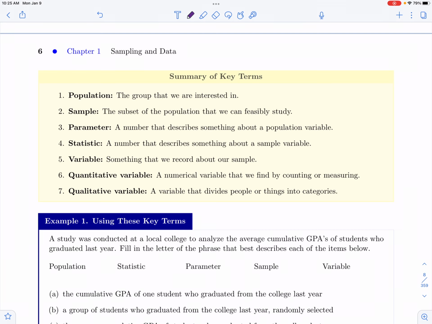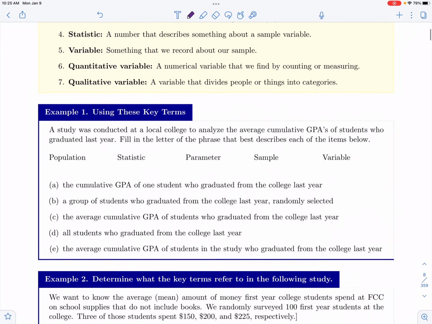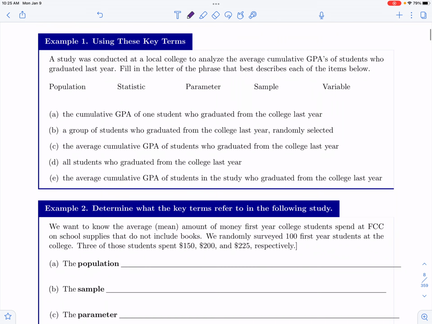All right, so with that in mind, let's buzz through these examples real quick, and then I've got some for you guys to practice on as well. For example 1, a study was conducted at a local college to analyze the average cumulative GPAs of students who graduated last year. Fill in the letter of the phrase that best describes each of the items below.